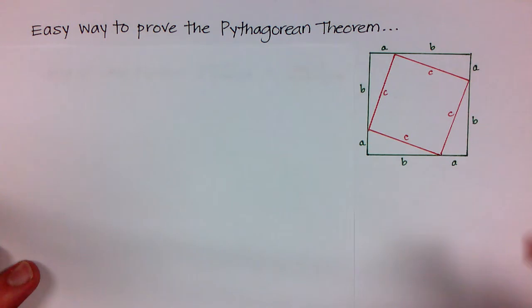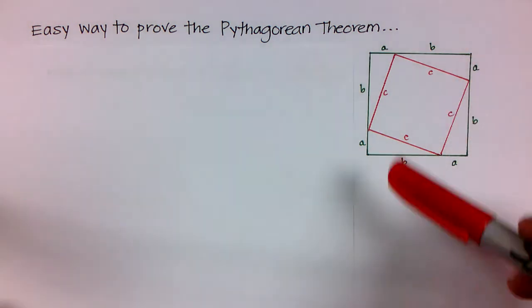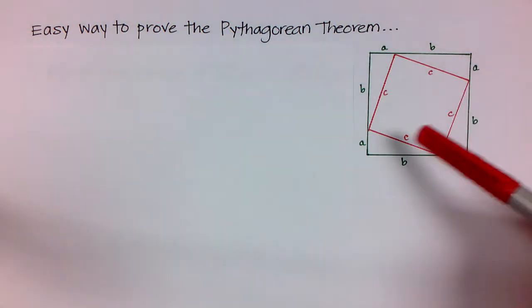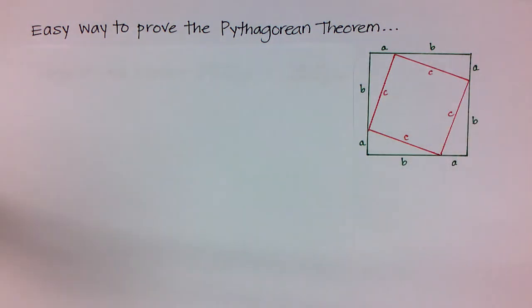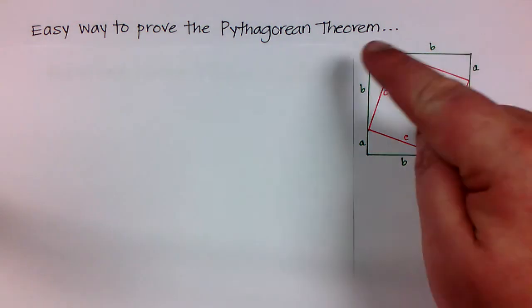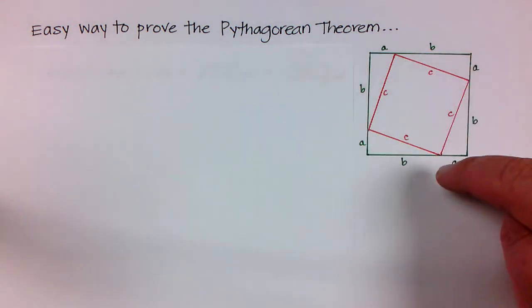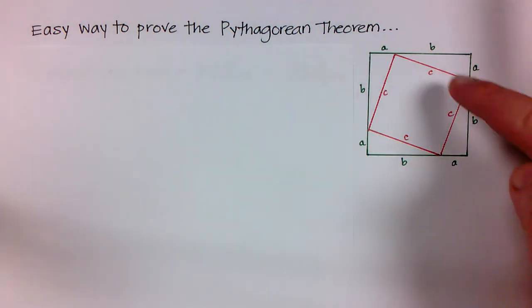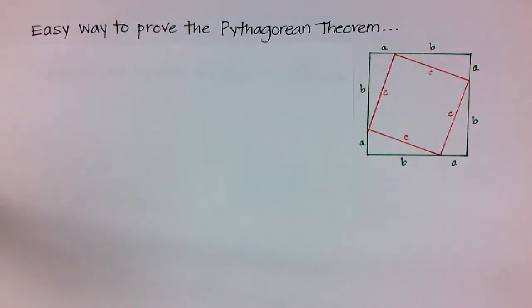The diagram has a very large square that's green, and then inside of it there is a smaller square. And the way that we're going to prove the Pythagorean theorem is taking the area of this large square and then just setting that equal to all of the smaller parts that make up this large square.